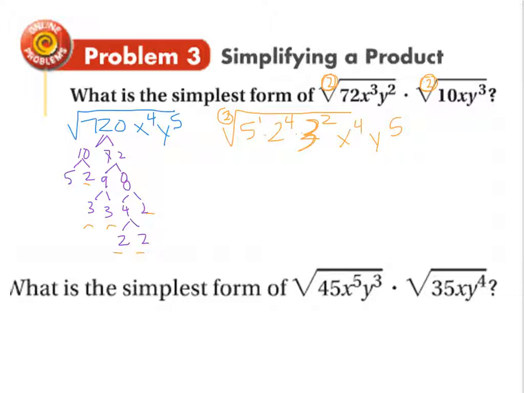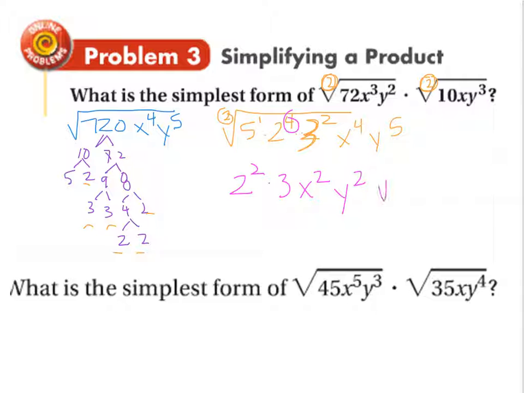However, I can take out 2 squared, because I have 2 groups of 2 in this 4. I can take out 1, 3. I can take out 2 x's. I can take out 2 y's.